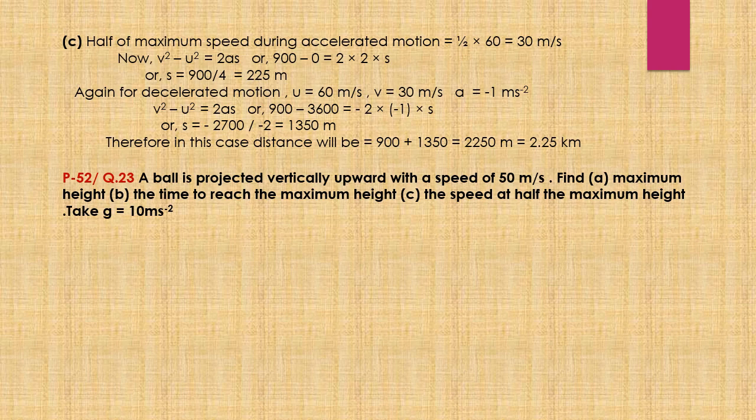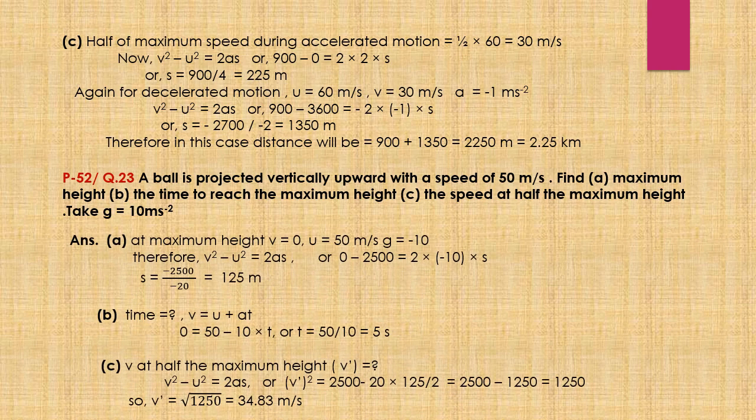Moving ahead, we have the next question on page number 52. Question number 23, a ball is projected vertically upward with a speed of 50 meter per second. Find the maximum height, the time to reach the maximum height, the speed at half the maximum height. Take g is equal to 10 meter per second square.